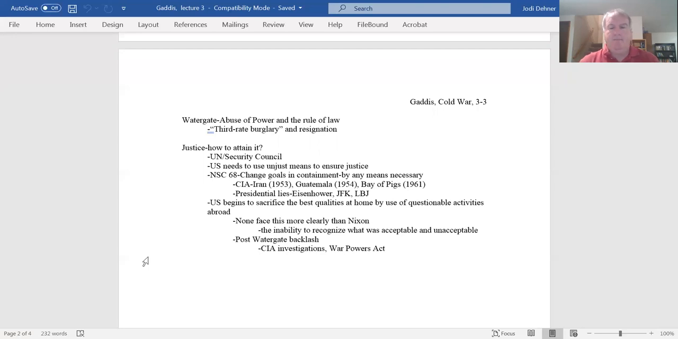Nixon is authorizing these. In his long political career, he had authorized political dirty tricks to get elected. I'll give you an example. In 1968, Nixon identified Edmund Muskie as someone who would be a threat to him in the primary.